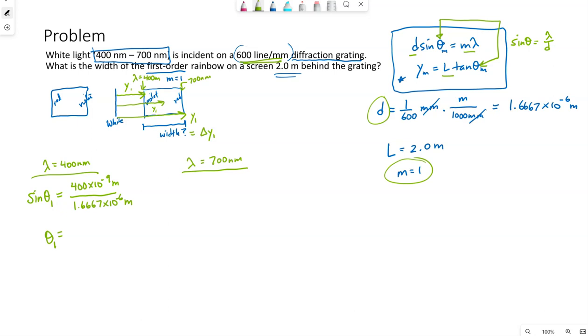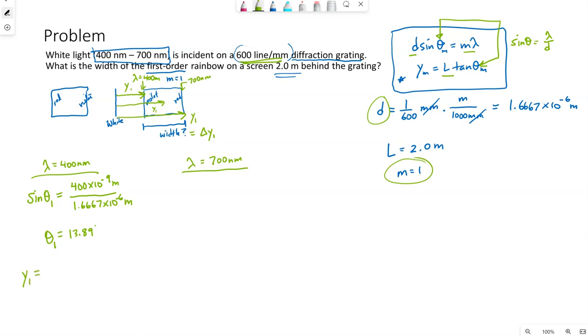And then I can take the inverse sine of both sides to get theta. So I'm getting 13.89 degrees. Now, as a reminder, with the diffraction gratings, these angles are not small enough to use the small angle approximation. That's why we do have to keep sine of theta and tangent of theta in the equation.